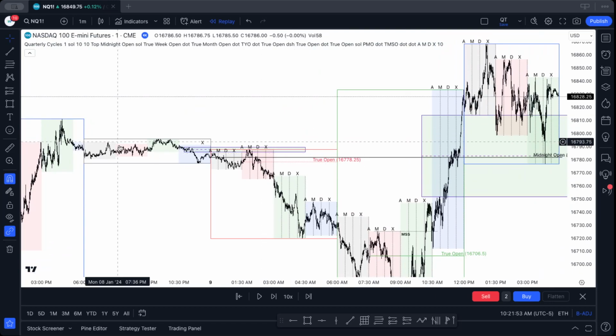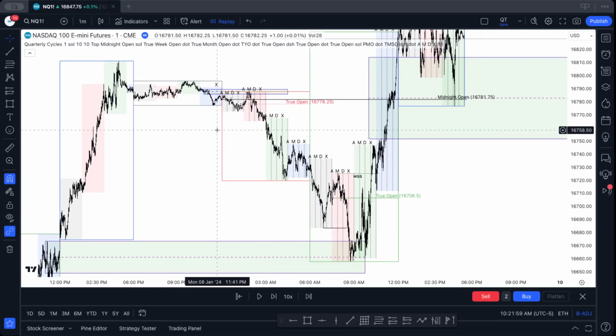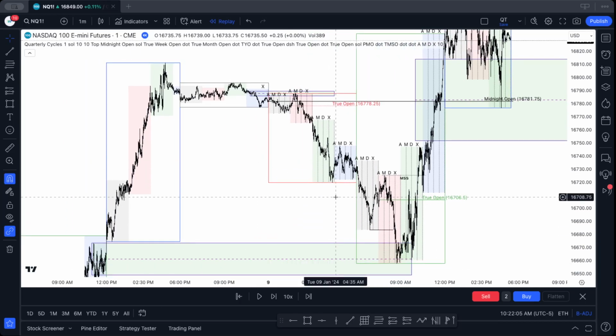It was a solid accumulation, manipulation, distribution day. So if you pair this with higher time frame PD arrays, looking at highs and lows to see that it's taking out liquidity, you will get so much accuracy in your trades that it's insane. So keep practicing, keep looking at this. Again, the indicator is a quarterly cycles indicator.